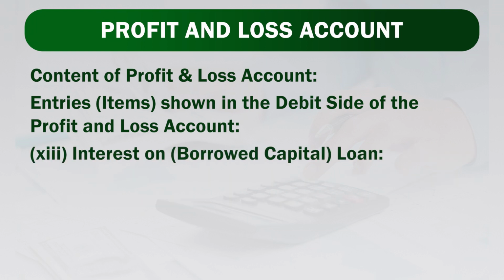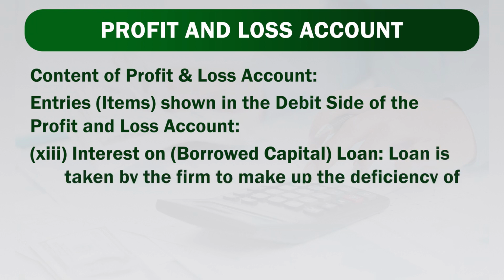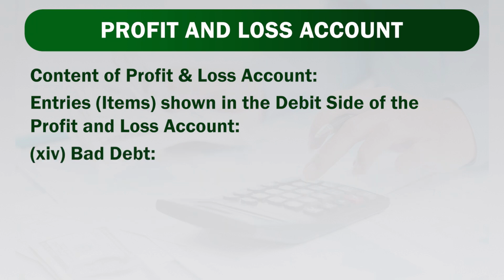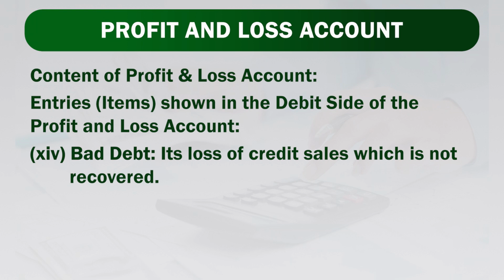Interest on borrowed capital means loan. This is also interesting point. You are borrowing the funds from the external sources and you have to pay interest on it. So, whatever interest you are paying on this, that is your expense, this is your indirect expense. Let us see this. Loan is taken by the firm to make up the deficiency of capital. Interest paid on such loan is an expense and is also indirect expense. Bad debts, it is a loss of credit sales which is not recovered.